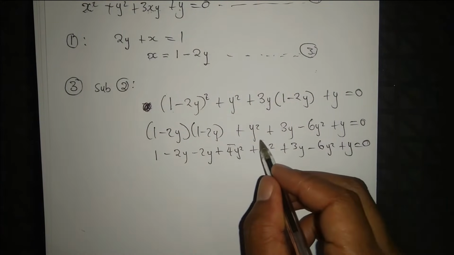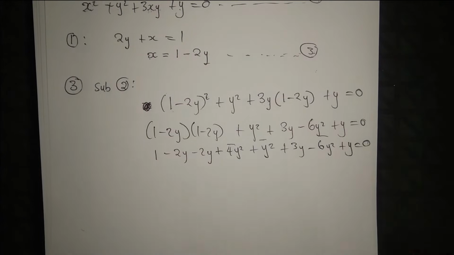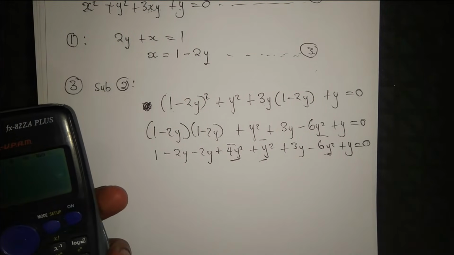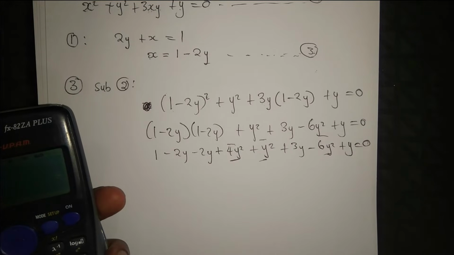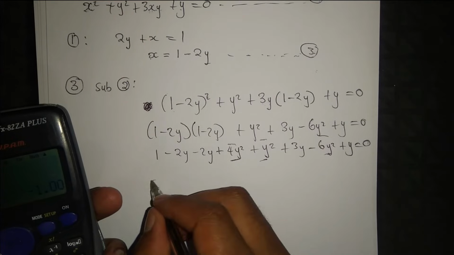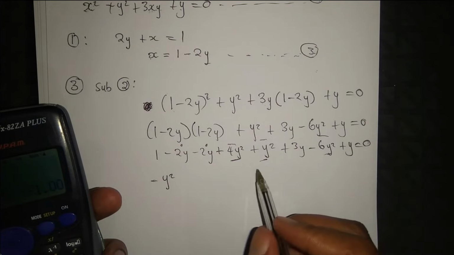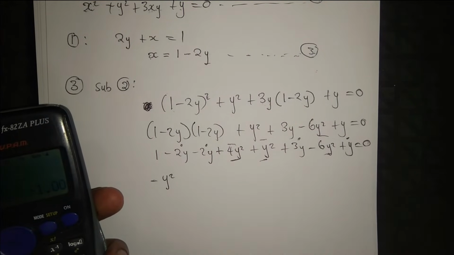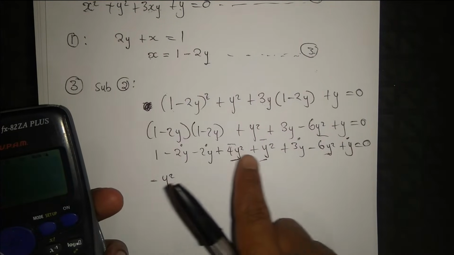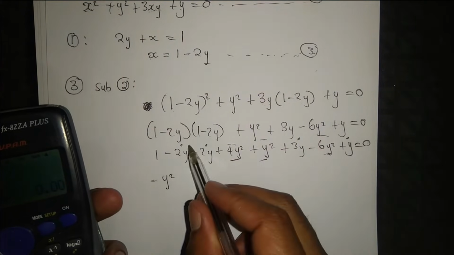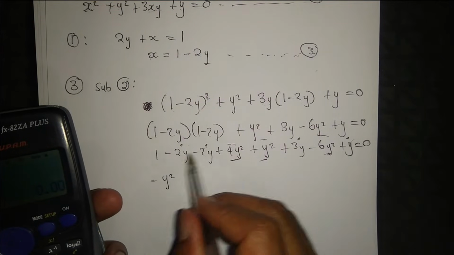Now, like terms. I think on the calculator, the y squared: so it's plus 4 plus 1 minus 6 is minus y squared. Like terms: so it's minus 2 plus 3 plus 1, the answer is 0. So okay, that's sweet. These cancel.